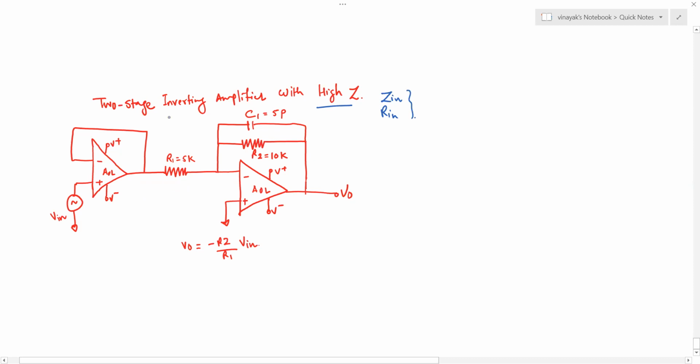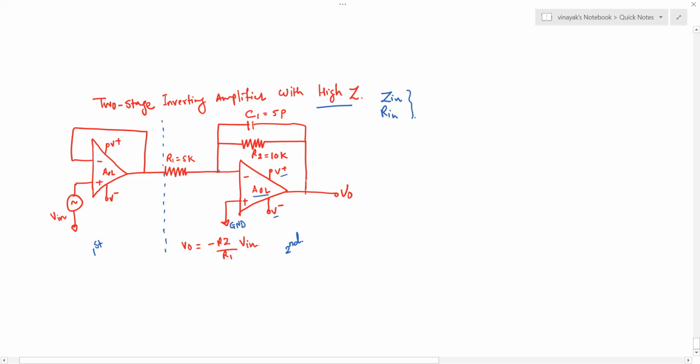There are two stages of this amplifier. This is called the first stage. This is called the second stage. If we analyze the second stage in the beginning, we see that it's an amplifier with a very high open loop gain AOL. It has a positive pin and a negative pin. The positive pin, which is an input pin, is connected to the ground.